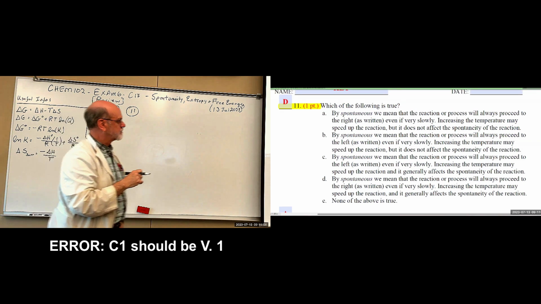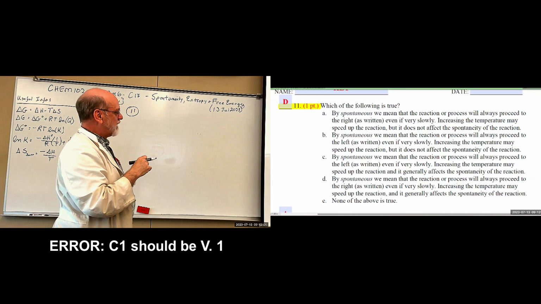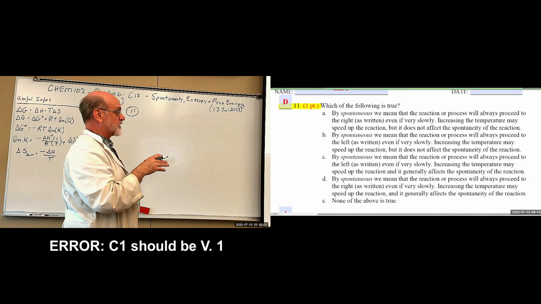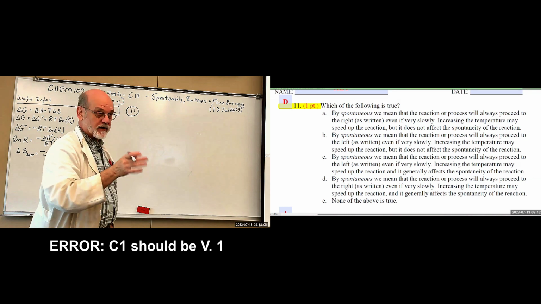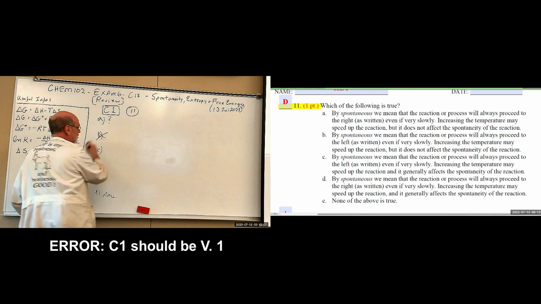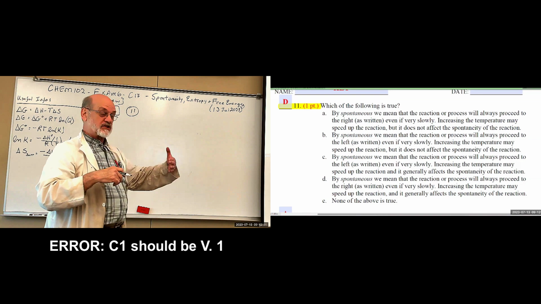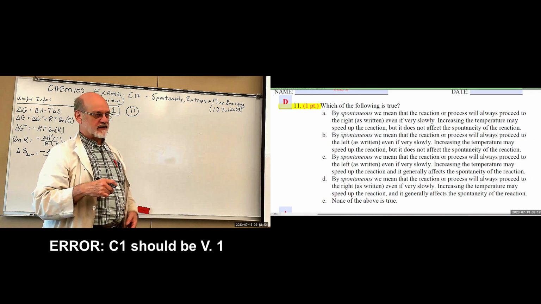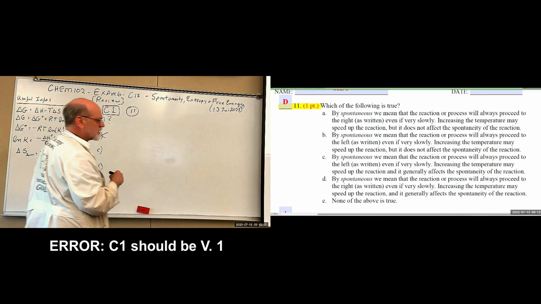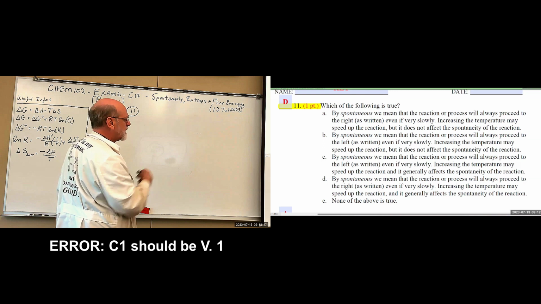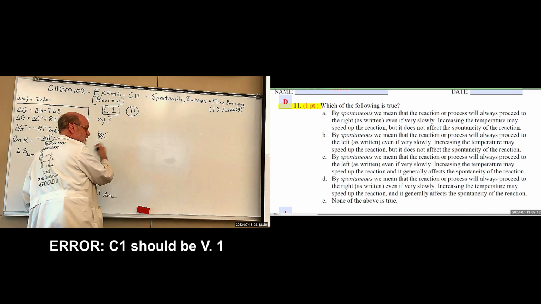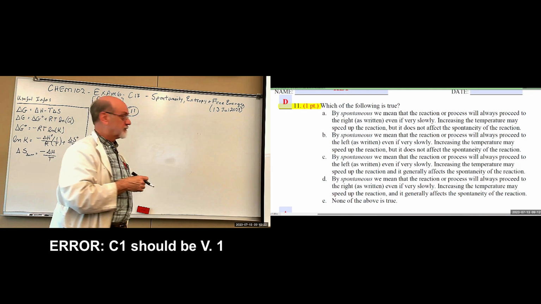How about B? By spontaneous, we mean that the reaction or process will always proceed to the left. Okay, that one's out. Going to the left is not spontaneous by our convention. Going to the right is spontaneous. Do we have another one that's to the left? Yeah, C. C says to the left also, so we can cross that one out.